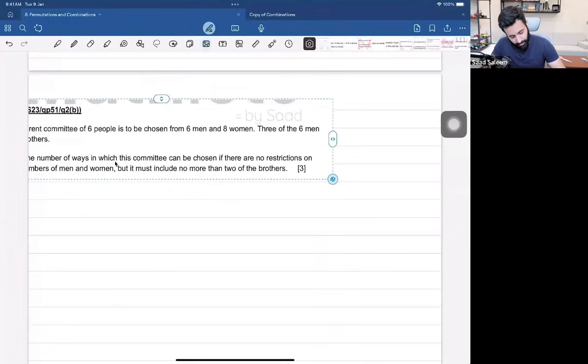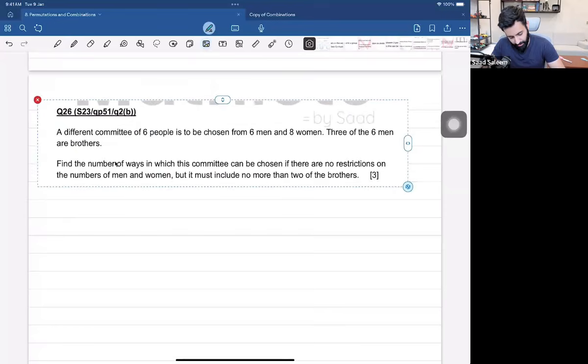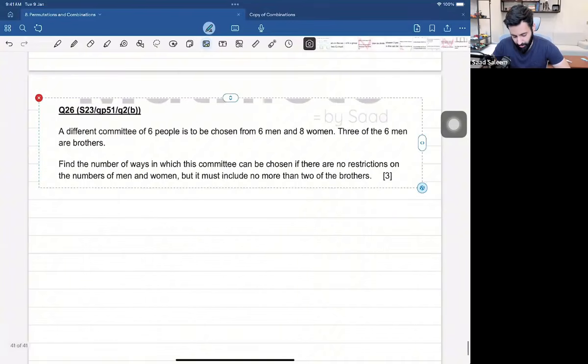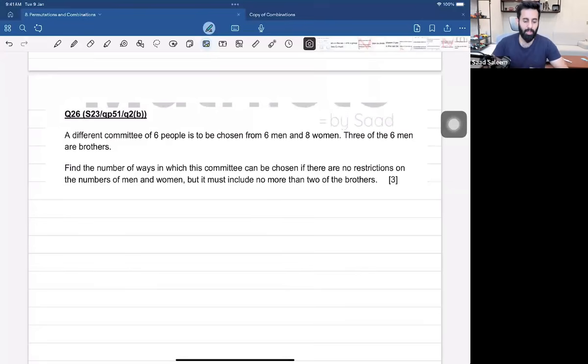So it says a different committee of 6 people is to be chosen from 6 men and 8 women. 3 of the 6 men are brothers. Okay, so amongst the 6 men, there are 3 brothers. Find the number of ways in which this committee can be chosen if there are no restrictions on the number of men and women, but it must include no more than 2 of the brothers. So that means we can't have all 3 brothers. We can have 2, we can have 1. Okay, now let's solve this question.